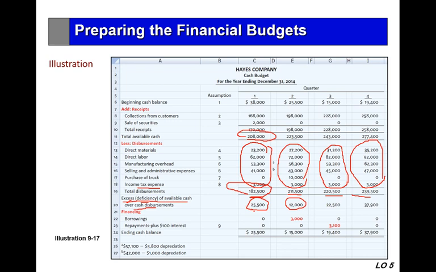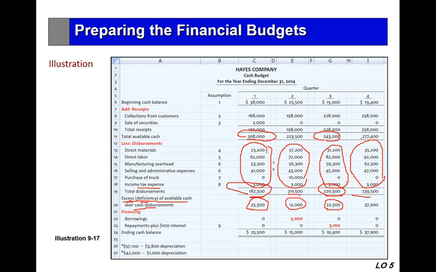This amount and this amount equals 25,500. We have here 2,000. Here we have 2,000. 43,000 minus 20,500 equals 22,500. Plus, it's excess because we have more total cash available than total disbursement for the third quarter.